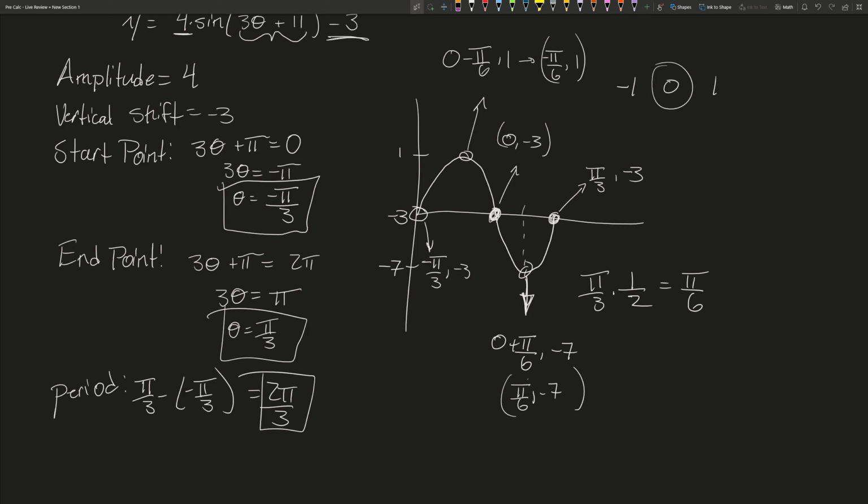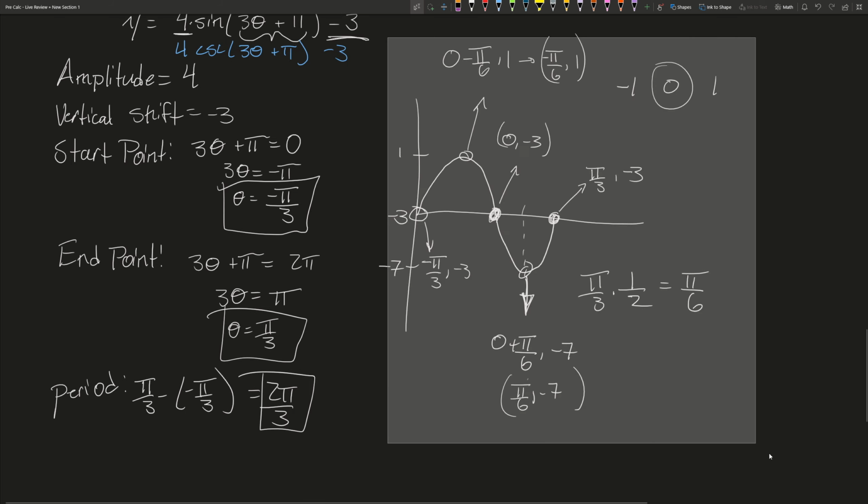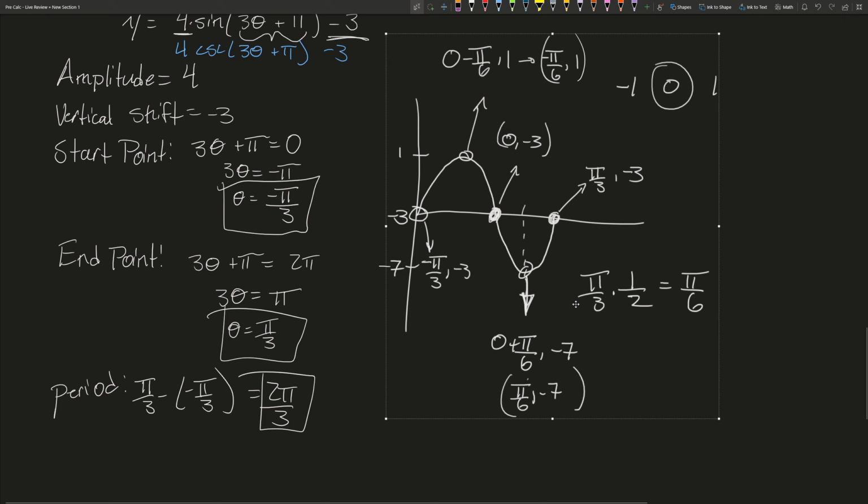Okay. After you actually graph the sine, the next problem would be to graph everything the same but cosecant instead. In order to do that, you would literally copy everything of this, and that's most of the problem. All right.